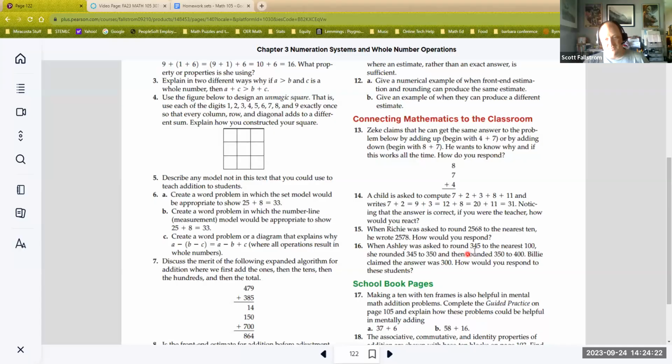Ashley was asked to round 345 to the nearest 100. So she rounded 345 to 350. So she rounded to the nearest 10. And then rounded 350 to 400.